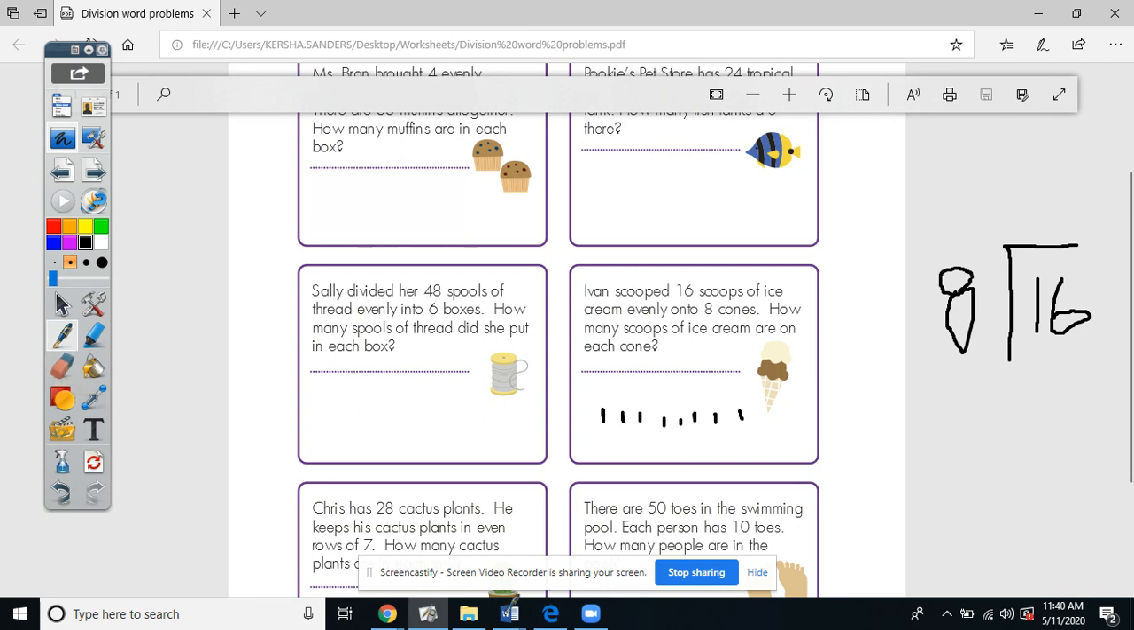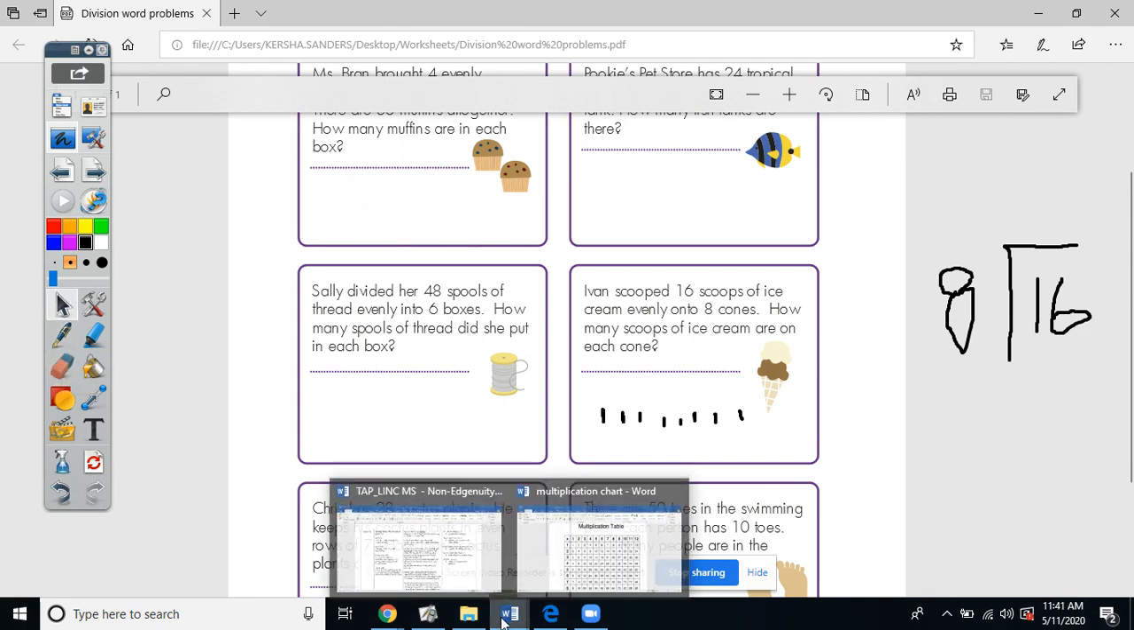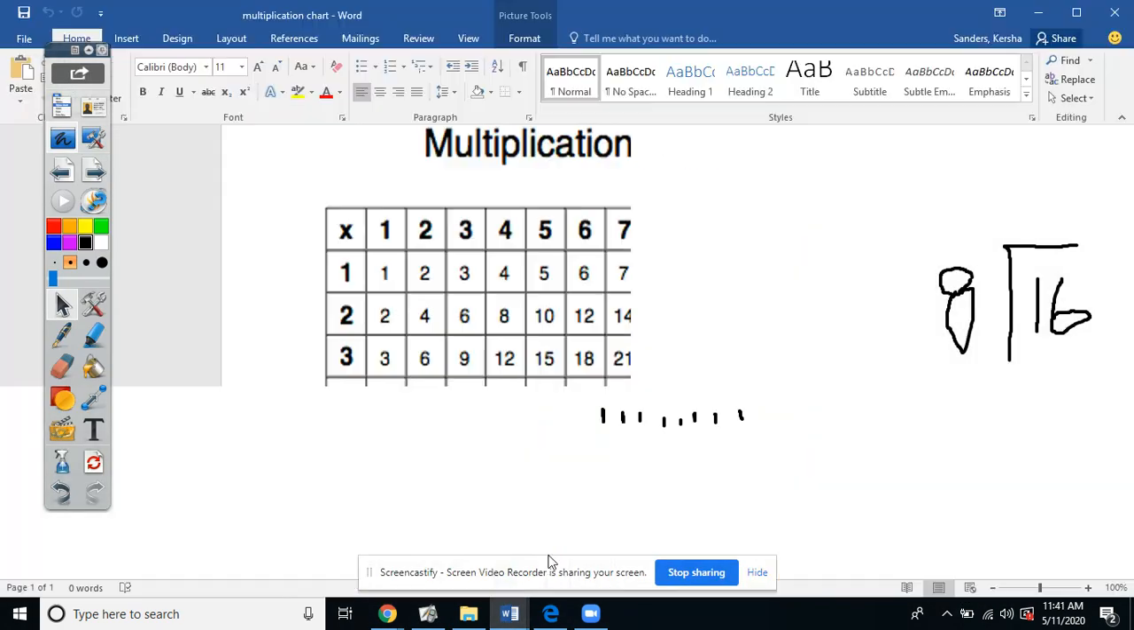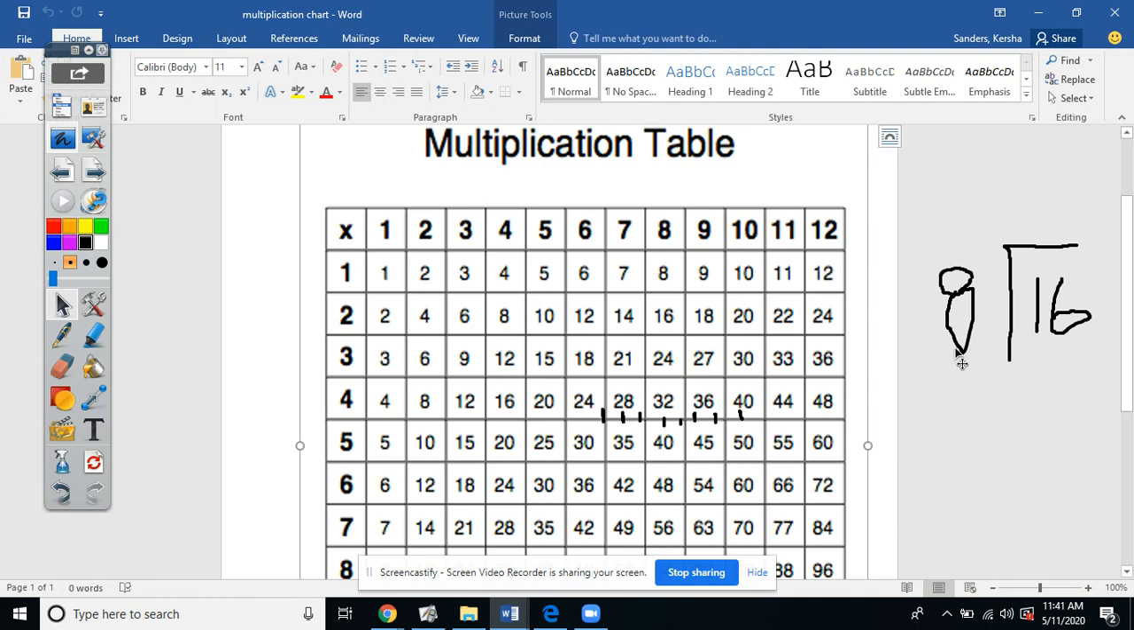Okay, so let's go to our multiplication table. Okay, 16 divided by 8. All right, so 8 is going to be our divisor. This number right out here, that's what we're going to start with, 8. And we will just go down until we find the dividend, which is 16. And we didn't have to go down far because there it is. So let's just go straight across from the 16 and get our quotient, or our answer.